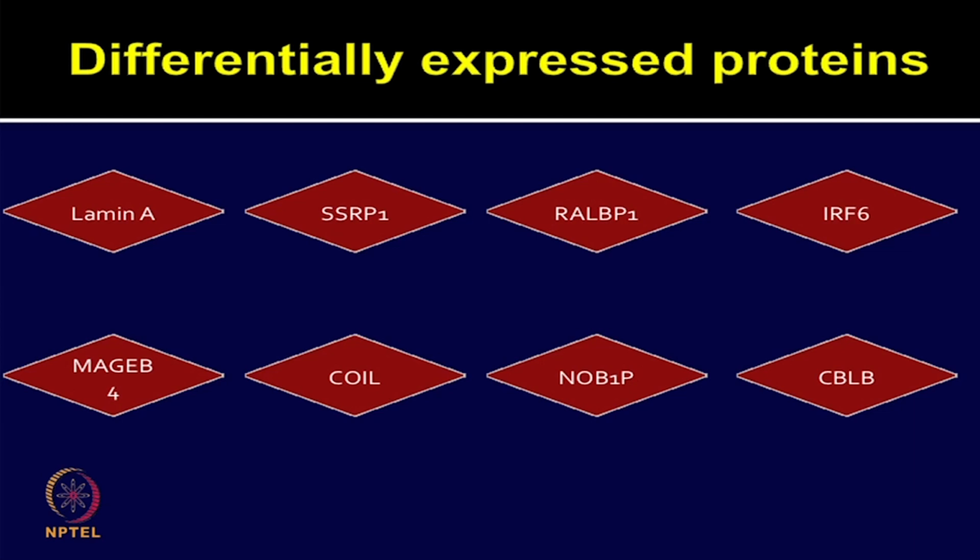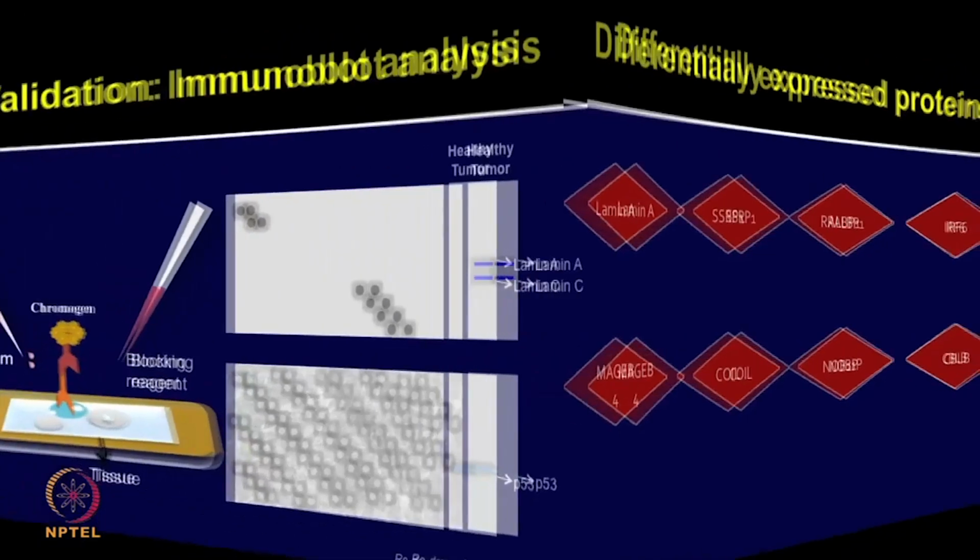By using a high throughput approach, high throughput protein microarrays screening more than 5000 proteins, authors were able to identify several differentially expressed proteins. These are some of the proteins which they considered quite interesting and selected for further validation experiments.